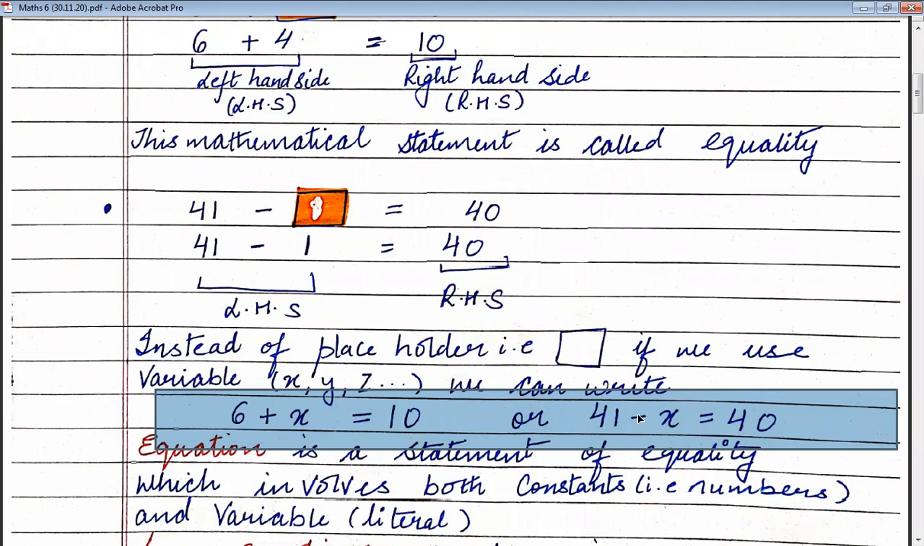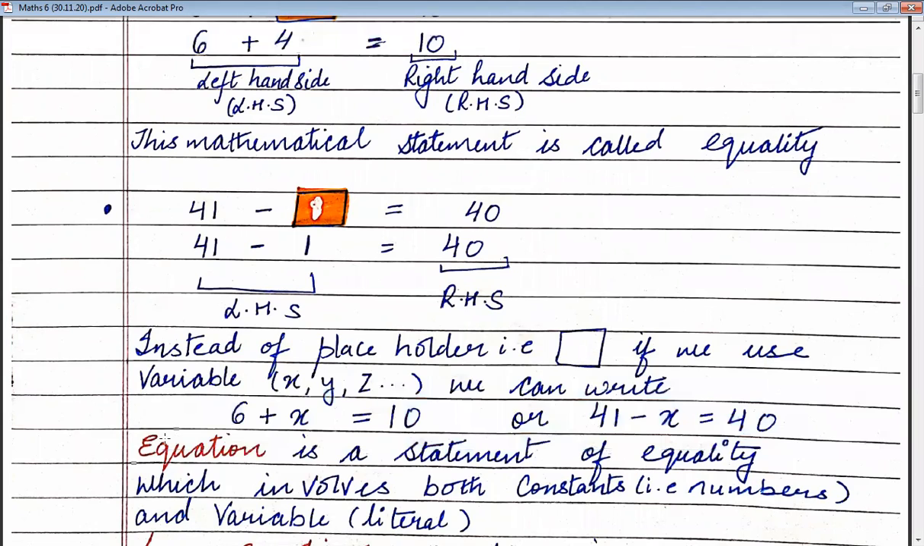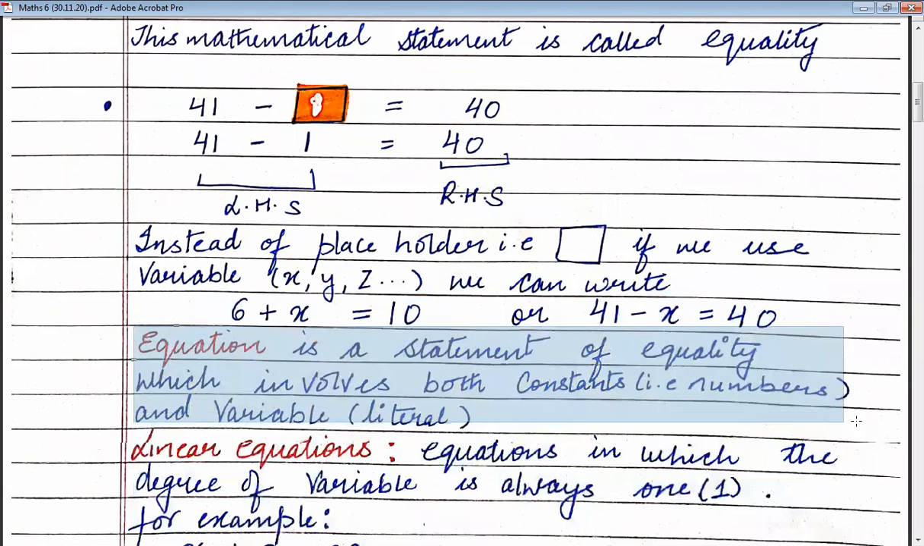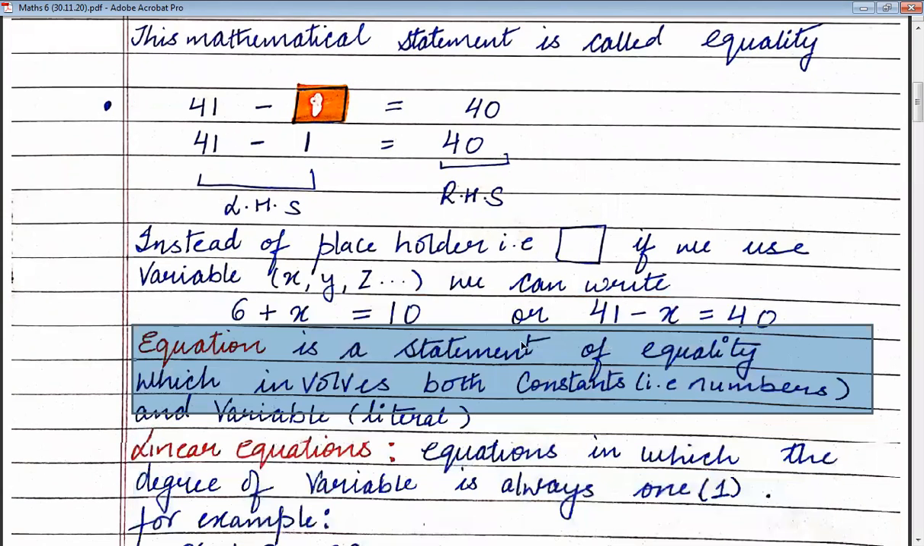What is this? This is an equation. So let's repeat what is an equation. Equation is a statement of equality which involves both constants and variables. I repeat, equation is a statement of equality which involves both constants as well as variables.